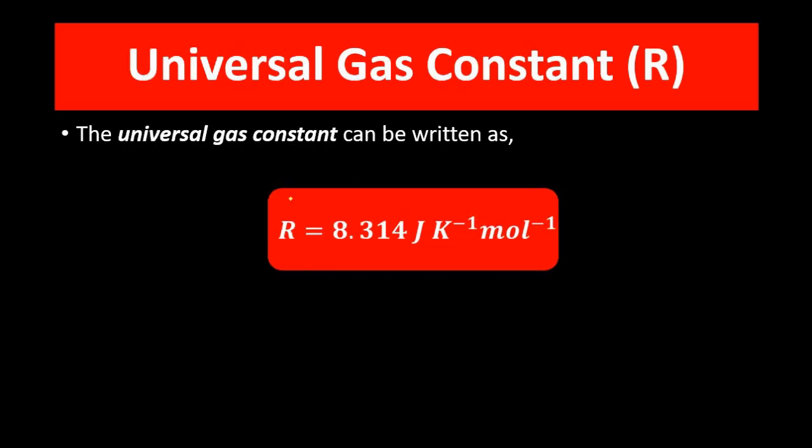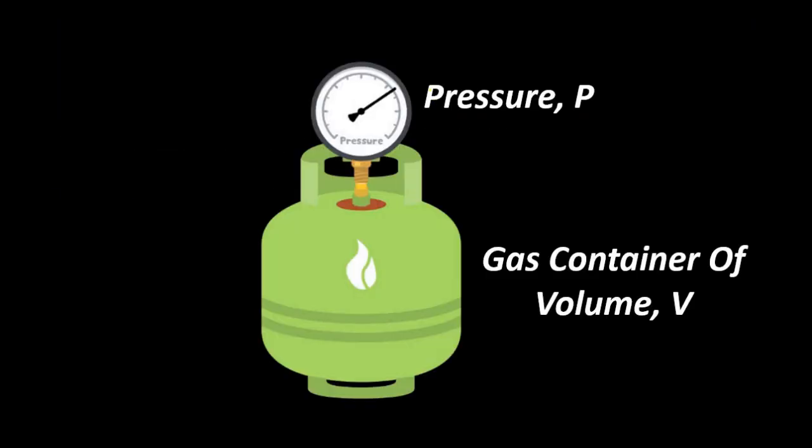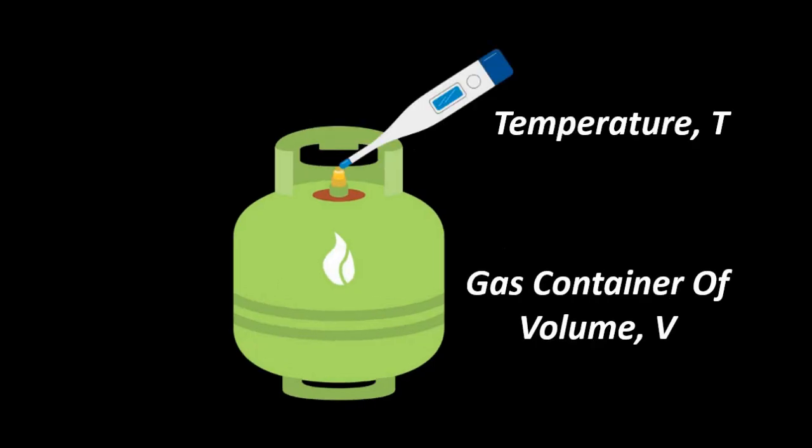The universal gas constant, capital R, has a value of 8.314. It has other values up to 4, 5, 6 decimal places. Here I have included up to 3 decimal places. So 8.314 joule per Kelvin per mole. Here we have established the relationship between various important parameters, such as pressure and volume, pressure and temperature, and volume and temperature of a gas.